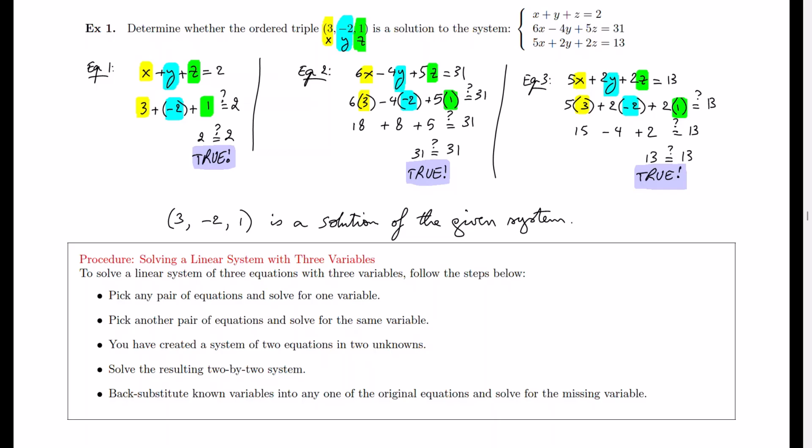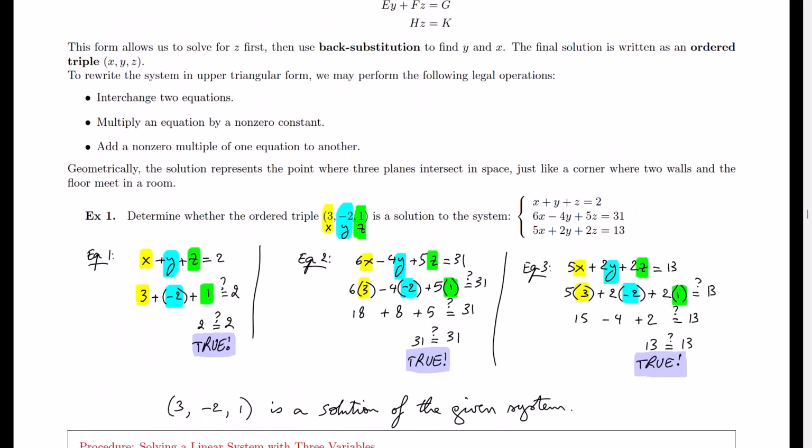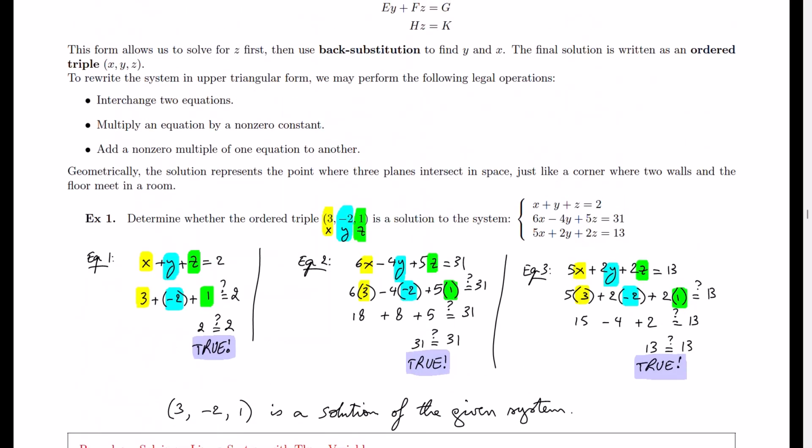Okay, so this is how you confirm your answer is correct once you have an answer, but now how do you get the ordered triplet? As I said earlier, we can use any of the three options that are listed here on this page: interchange two equations, multiply an equation by a non-zero constant, or add a non-zero multiple of one equation to another.